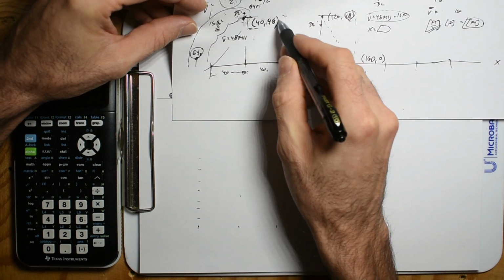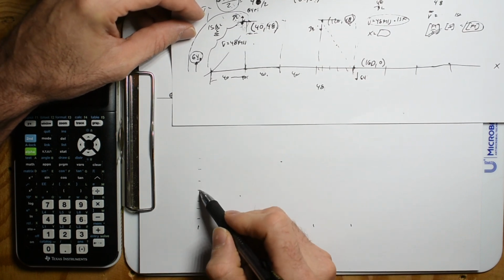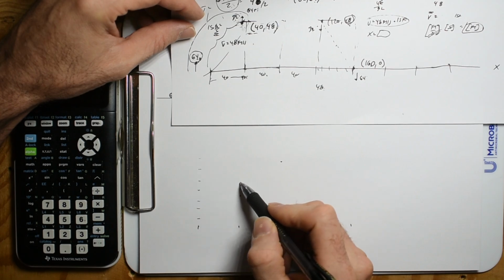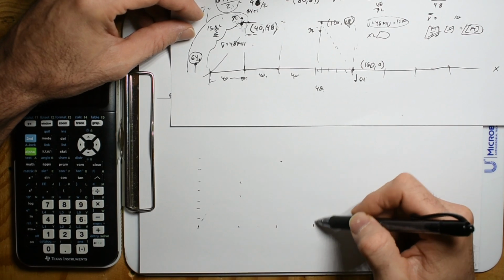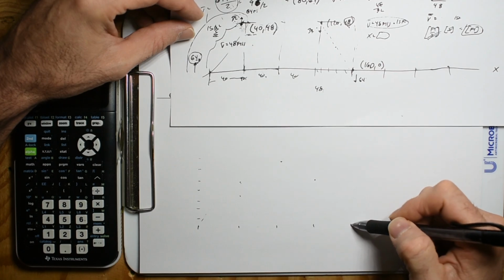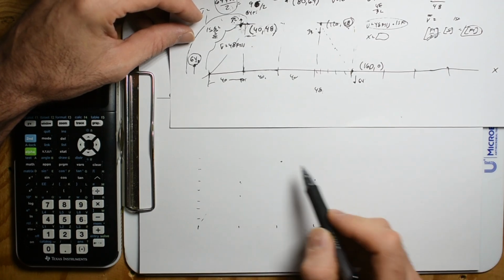No. This is going to be 48. After 1 second, our height's going to be 48, so it's going to be close to there. So this is where we get that kind of parabolic shape. Come over here, and we're going to be kind of mimicking it.